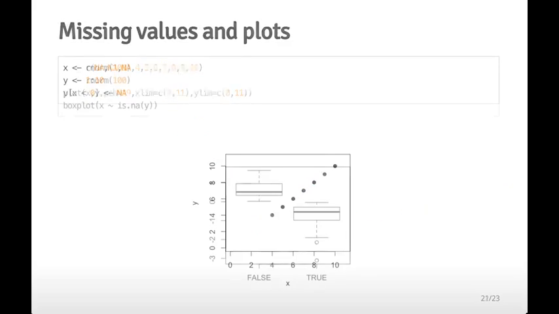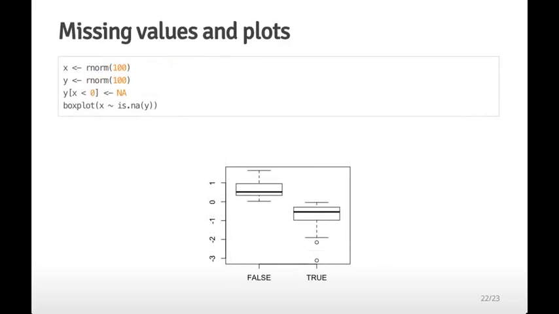Another thing that you can do, though, is use the box plot command that we saw earlier and actually see the distribution of NAs comparing different groups. So here I've generated 2 vectors x and y, each of 100 normal random variables. And then all of the values where x is less than 0, I make to be NA values in the y vector. And so then I can ask, is there a relationship between the missing values in y and the values of x?